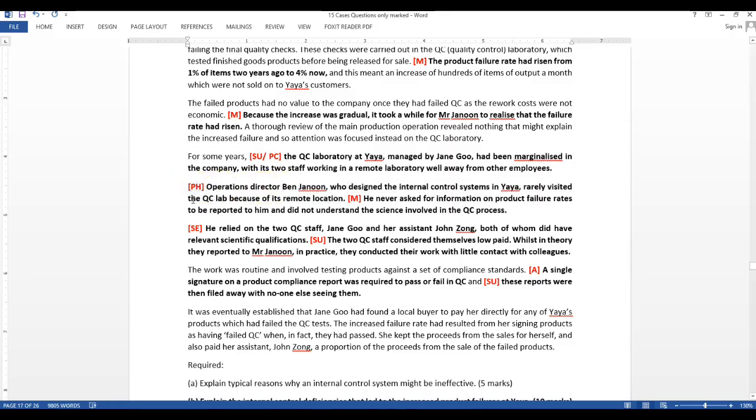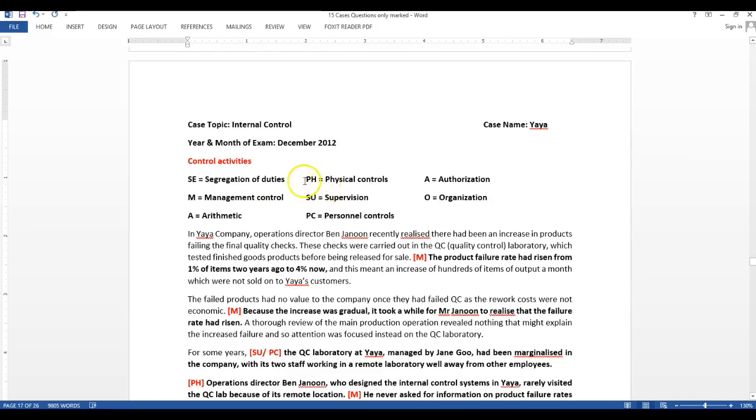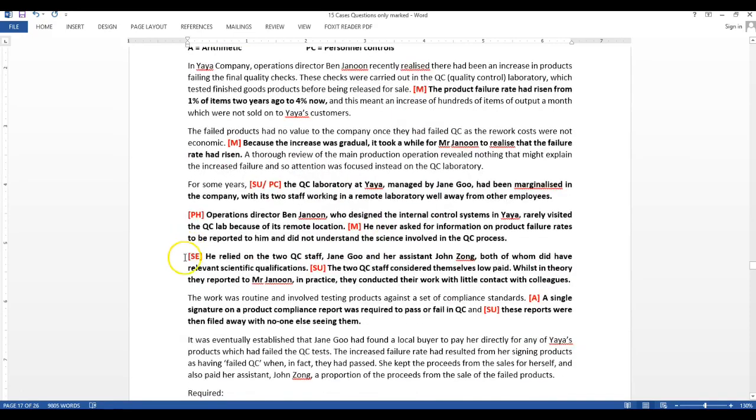So again, the physical control is not there, or you can even say that organization is not there. So there's no proper organization in terms of who is going to check them. So we can even say the physical control is not there, and even the organization structure to control them is not there. So these are the points.